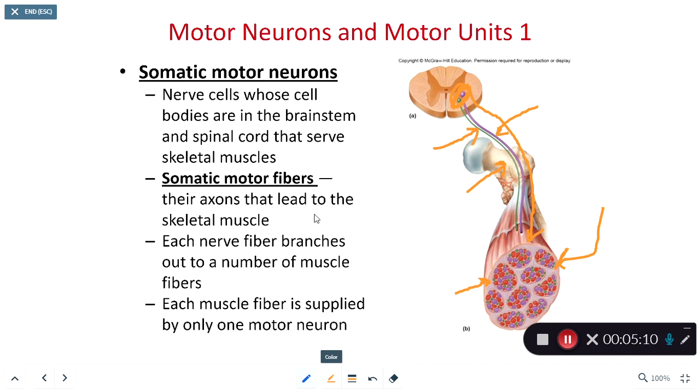This is important to emphasize. If we have one axon stimulated, one somatic motor fiber stimulated, all of the muscle fibers attached to that one motor fiber will contract. It's an all or nothing phenomenon. And if we look at one motor neuron and all the muscle fibers associated with it, we refer to that as a motor unit.